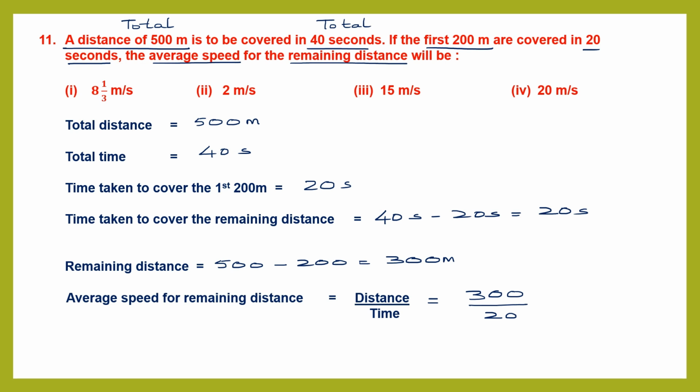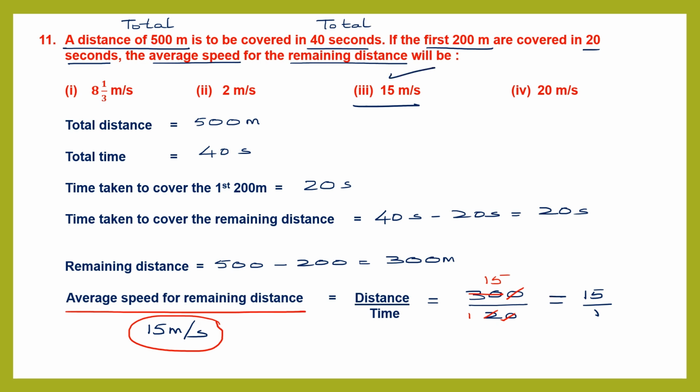Now let's cancel. So if we cancel this, now 30 and 2, 2 ones are 2, 2 into 15 is 30. So this is 15 by 1. So we've got 15 by 1, which is 15. That means the average speed for the remaining distance is 15 meters per second. So this is our answer. And which option is that? That is option 3, 15 meters per second.